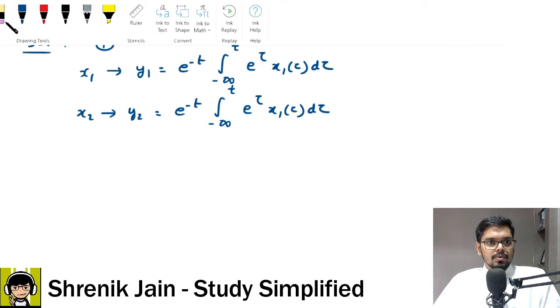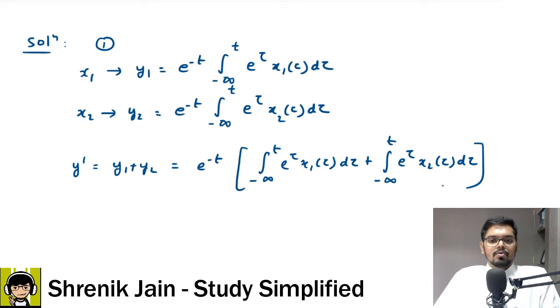Now if my input is x1, first let me write my general y dash term. Y dash term is what? Y1 plus y2. Then I will compare with the y double dash. So y dash is not the derivative of y, it's just the notation that y dash is our addition of y1 plus y2, right? So if I add them, e to the power minus t is outside, integral minus infinity to t, e to the power tau x1 of tau d tau is added with integral minus infinity to t, e to the power tau x2 of tau d tau. This is what the things are going to look like, right?